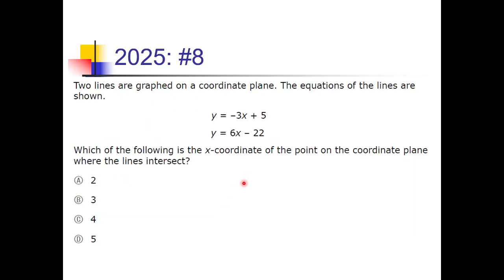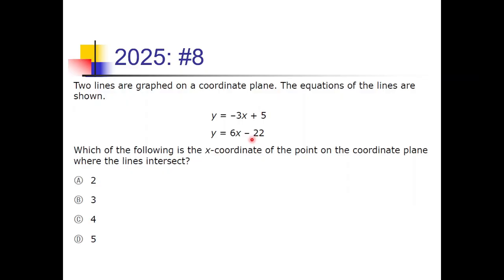On this problem, we're told that two lines are graphed on a coordinate plane, and here are the equations of the two lines. We want to know which of the following is the x-coordinate of the point where these lines intersect. So there's a number of options we have for trying to figure this out. One would be to draw a little grid and try to accurately graph this and actually see where they cross, and you might be able to pull that off.